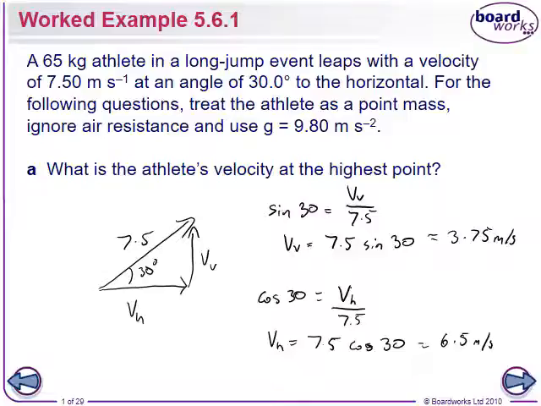We want the athlete's velocity at the highest point. What's the shape of the path the athlete's going to take? It's going to be parabolic. All right? So over the course of the whole jump, it's going to be like that. We want the velocity at the highest point. What can we say straight away about the velocity at this point? Zero. It's a turning point. I heard zero. What's zero?